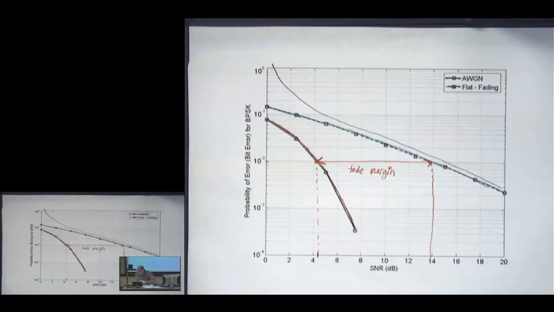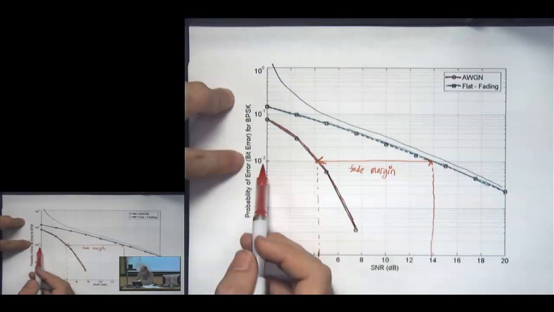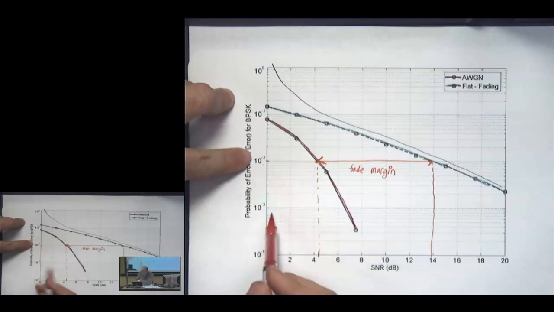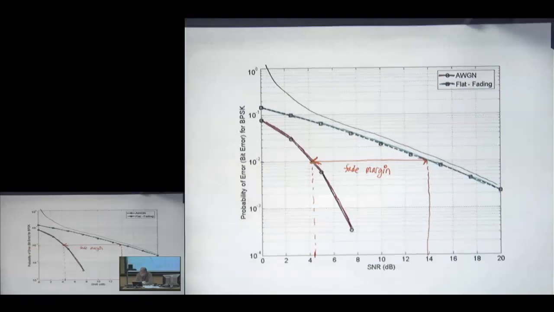And the problem here is that this gap is big. And this is only for BPSK. Now, if we were to plot this out for 64 QAM, the curves would shift, and the probability of symbol error would be similar, but the probability of bit error would have to go even lower, and the gap can be even bigger. So the problem here is that this is quite big.